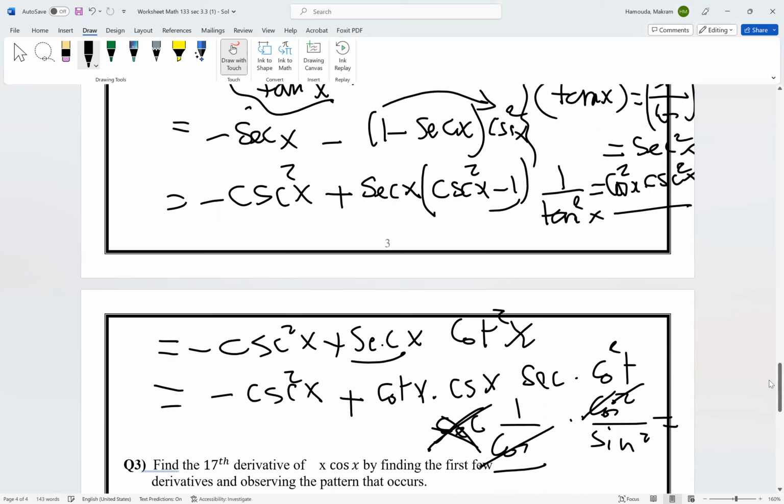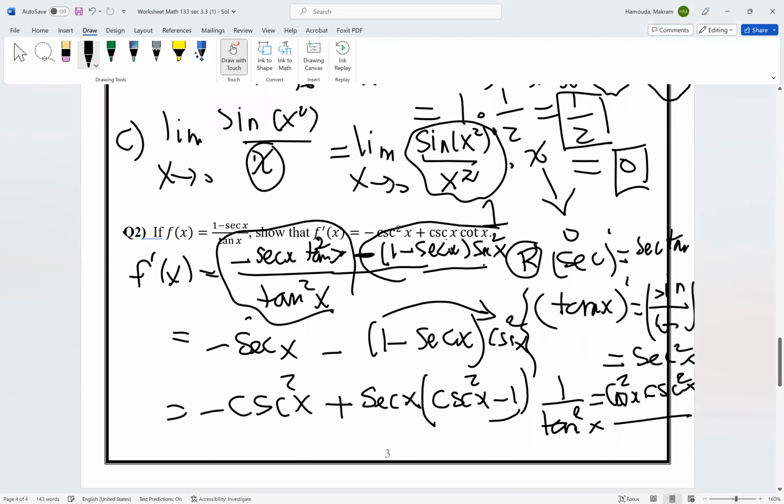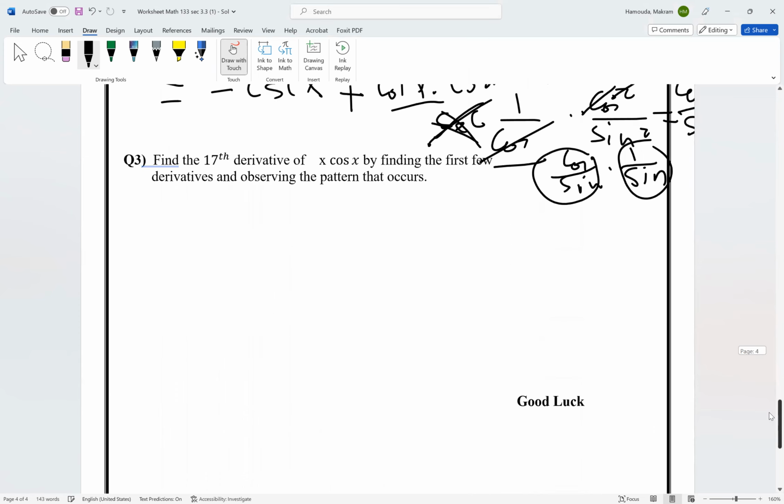So I will have cosine, in fact, divided by sine squared. And this you can write as cosine over sine multiplied by 1 over sine. That's exactly cotan times cosecant. That's what we found in this formula. Okay, so that's cotan times cosecant here. It's a little bit tricky, but you can find the derivative at the end.